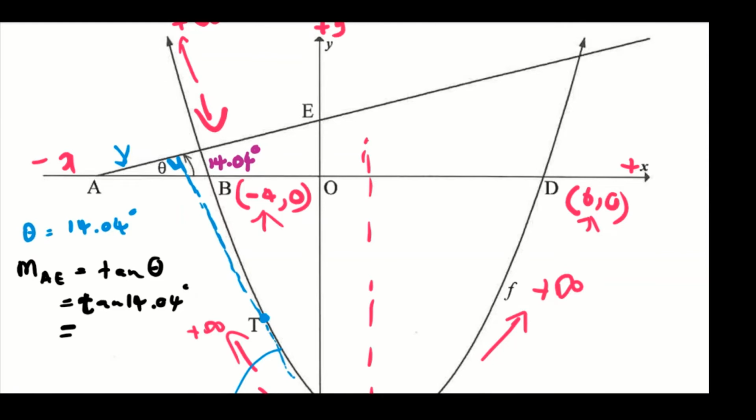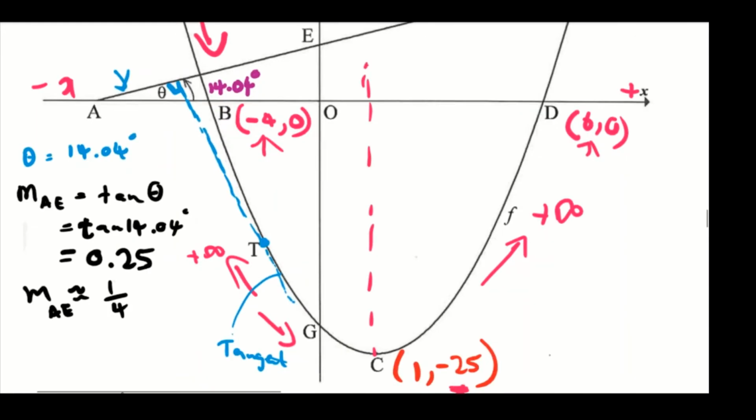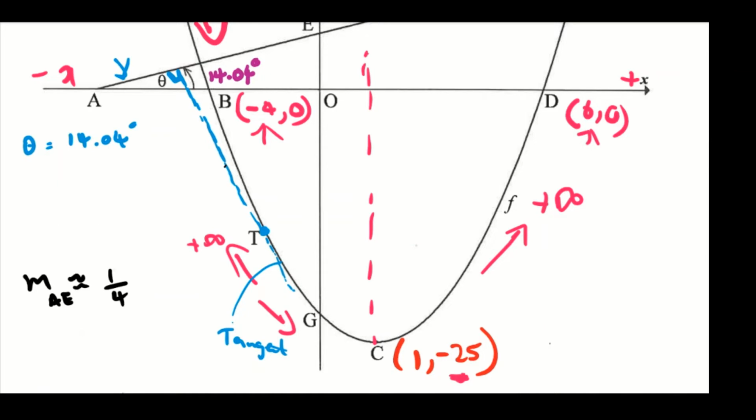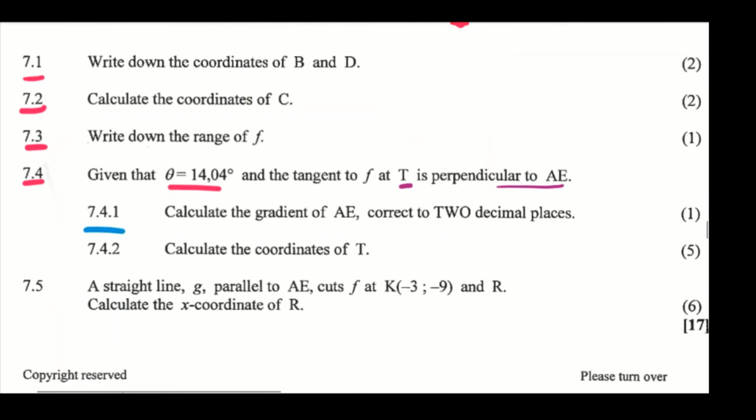let me check my calculator. You should get a value of 0.25 correct to 2 decimal places, right? So it's 0.25, which is 1/4 basically, right? So that is your gradient of AE, right? Cool. So now we know the gradient of AE. Let me just erase the top. Gradient of AE is 1/4 or 0.25.